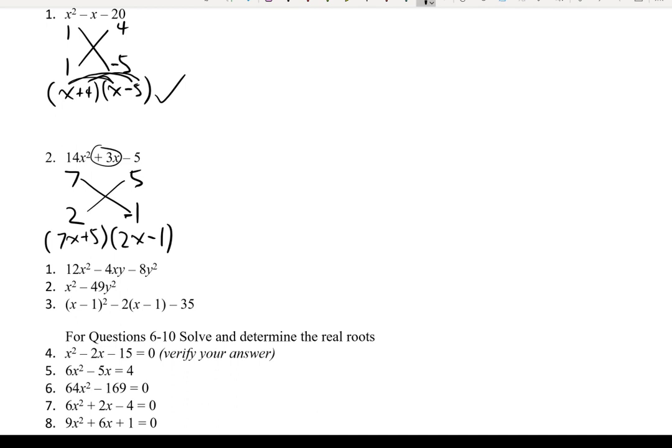And then let's check our answers. We have 7x times 2x is 14x squared. 7x times minus 1 is minus 7x. And then we have plus 10x, which will result in plus 3x. And then 5 times minus 1 is minus 5. So that is also correct. This is question 3.